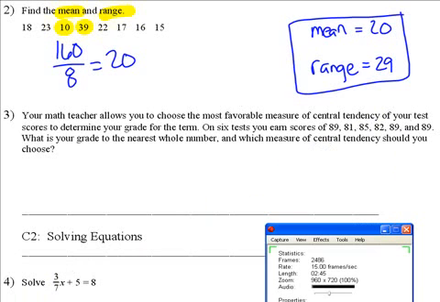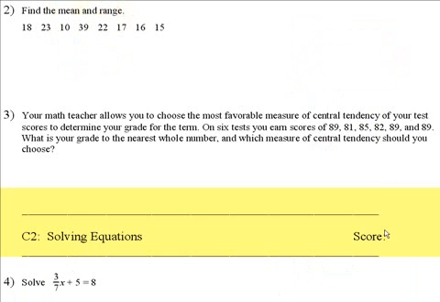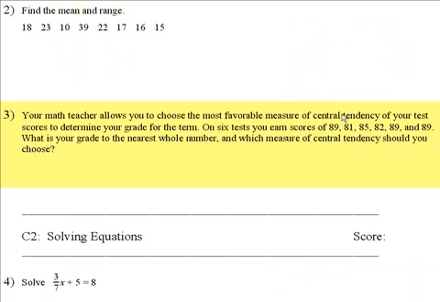Okay, let's take a look at number 3 here. Number 3, your math teacher allows you to choose the most favorable measure of tendency of your test scores to determine your grade for the term. On 6 tests, you earned 89, 81, 85, 82, 89, and 89. What's your grade to the nearest whole number, and which measure of central tendency should you choose?